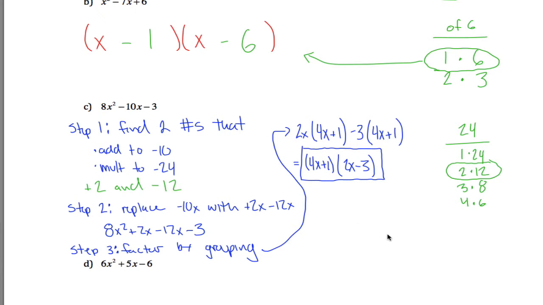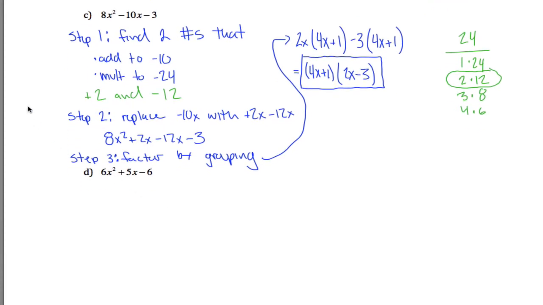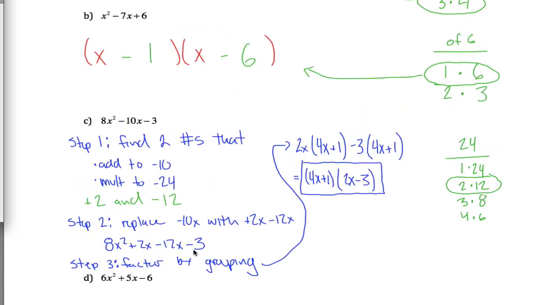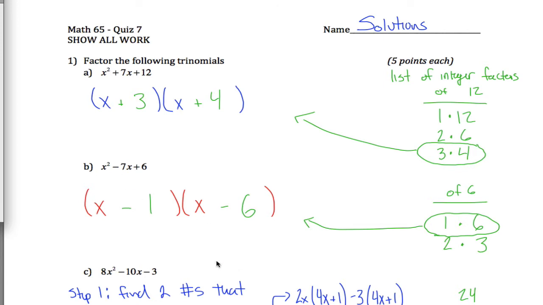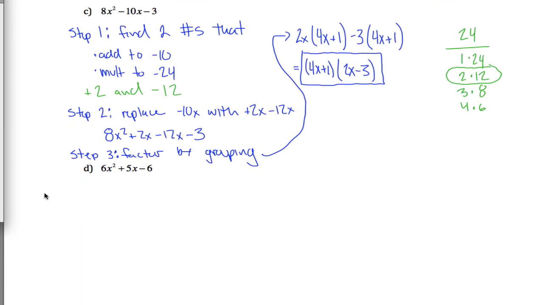If that went a little too quick for you, I'm going to do that same method one more time down here. The reason I know to do that method on this problem is this problem's leading coefficient is not a 1. Right? Up in A and B, my leading coefficient is a 1. In C and D, it's not. Because it's not, I need to do my 3-step method.